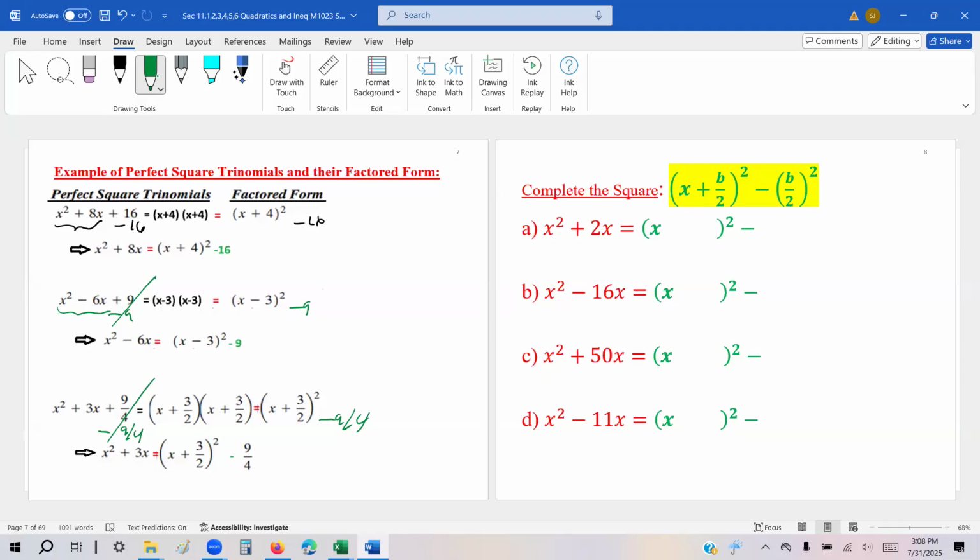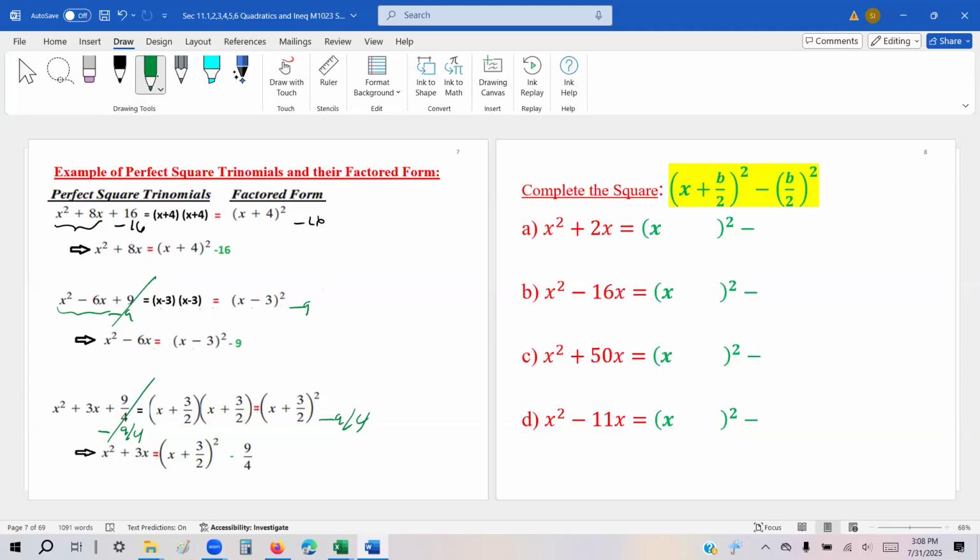You have 8 here. What do you have here? How are 8 and 4 related? 4 is half of 8. And what is this? 4 squared, right? So it's half of 8, and half of 8 squared, right?